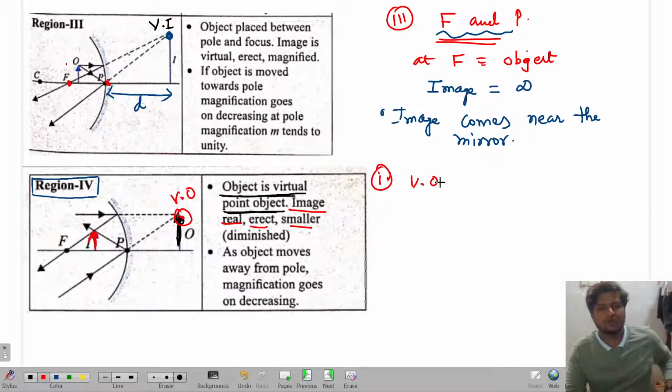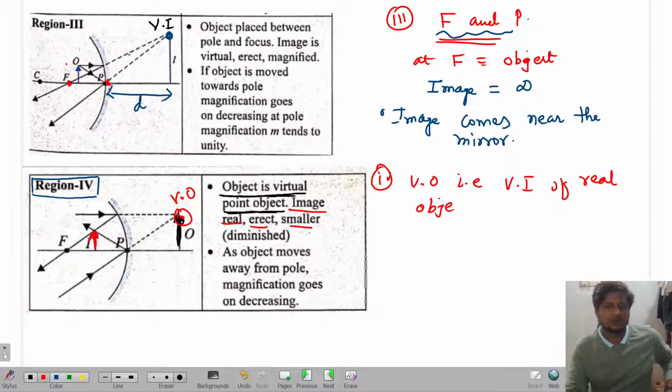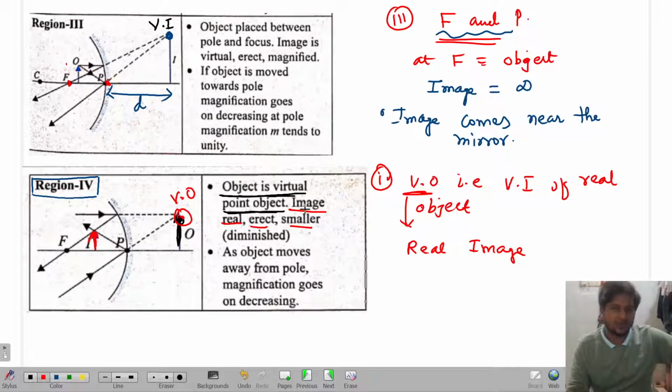Fourth case: if you have a virtual object, that is a virtual image of a real object. Suppose a virtual image is formed of some real object, then that virtual image starts working like a virtual object. And this virtual object again creates a real image, which is small, erect and real. Got it or not? Gagan, are you able to understand or not?